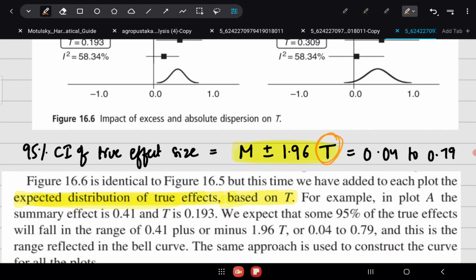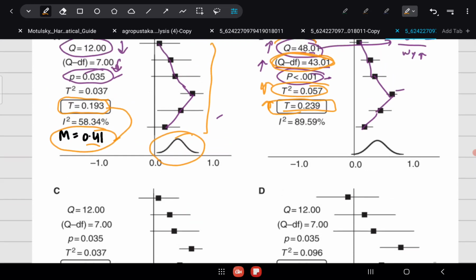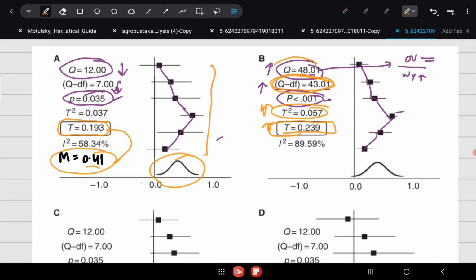So when you are computing this 95% confidence interval, what you are getting is basically the 95% confidence interval of the true effect size. This gives you an idea of the range within which 95% of observations of the true effect size will lie. This comes out to be 0.04 to 0.79, and it is shown here as a bell shaped normal distribution curve. This is the variation in the true effect size for this forest plot.